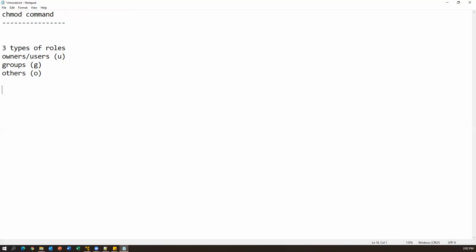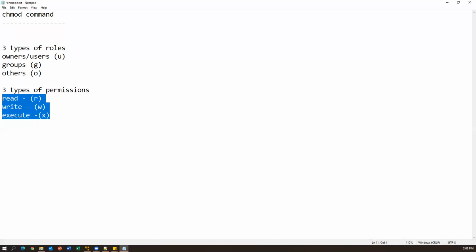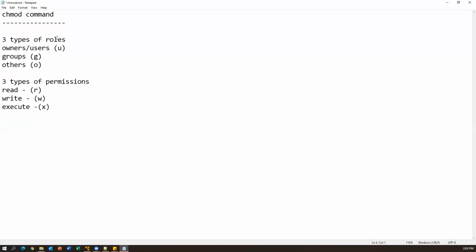Similarly, there are three types of permissions. Every user has three different types of permissions: read, write, or execute. Read is represented with R, write with W, and execute with X. So finally, we have three types of roles: owners or users, groups, and others, and three types of permissions: read, write, and execute. Now, based on this, let us see one example.